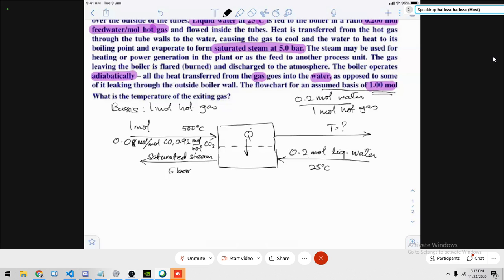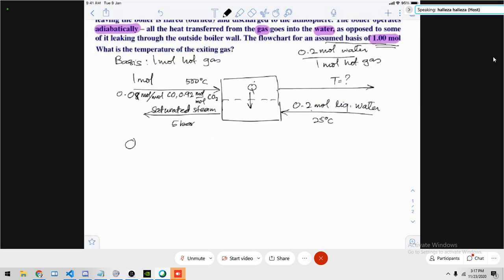Now, how to tackle this problem? The hot gas is cooling down from 500, so the outlet temperature is going to be less than 500. You know that because the hot gas is going to transfer its heat to the liquid water.